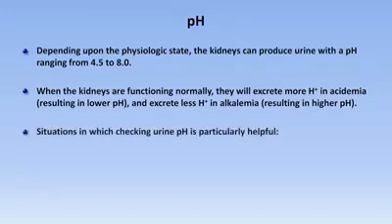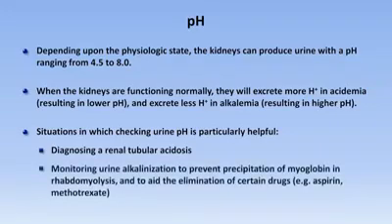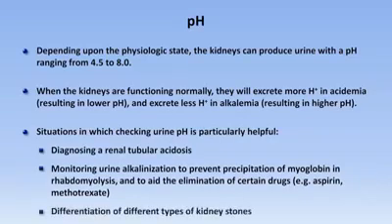There are situations in which checking the urine pH is particularly helpful. First, diagnosing a renal tubular acidosis. Second, monitoring urine alkalization in order to prevent precipitation of myoglobin in rhabdo and to aid in the elimination of certain drugs such as aspirin and methotrexate. The urine pH is also helpful in differentiating different types of kidney stones, since different stone types develop under different acid-base conditions.